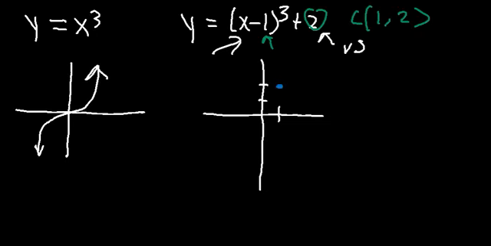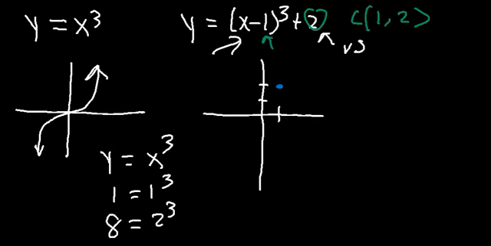Now we can draw a rough sketch if we want. We can do something like, if we want to, but let's actually get points and make this graph more accurate. So our parent function is y equals x cubed. 1 to the third is 1. 2 to the third is 8. So to get the first 2 points, as you move 1 to the right, go up 1. 1 to the left, go down 1.